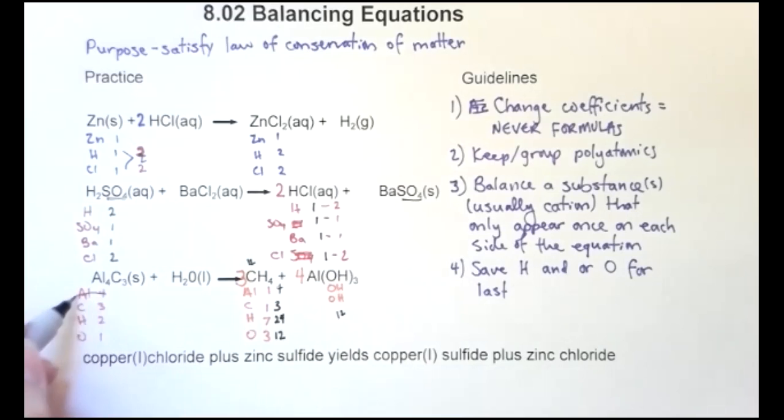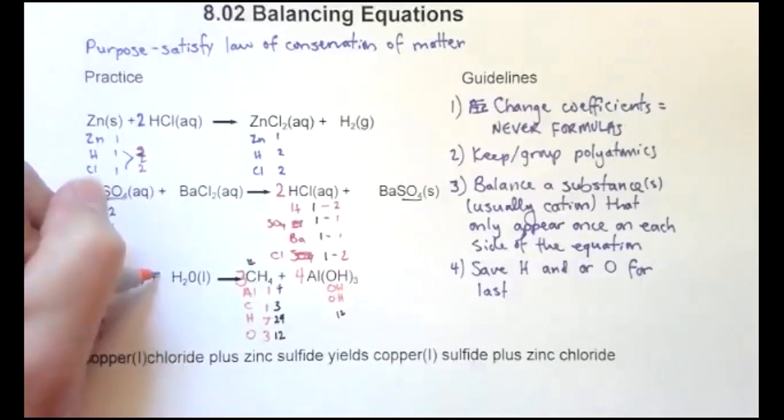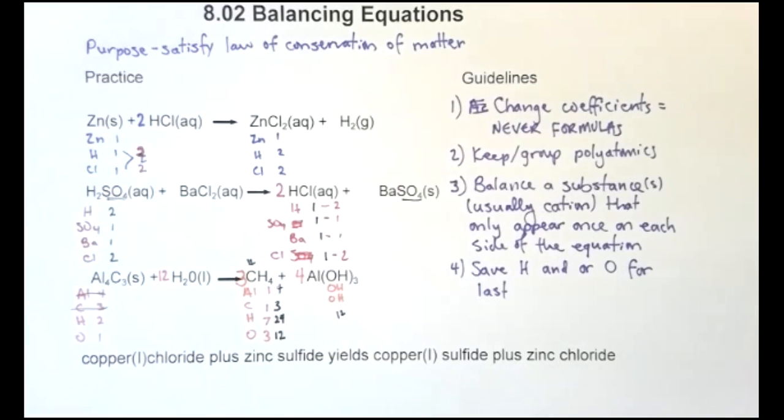So my aluminum are balanced, my carbon are balanced, but my hydrogen and my oxygen aren't. Well, if I put a 12 in front of my water, now I have 12 oxygen, and I've got 24 hydrogen. So that's how I have to balance that equation.